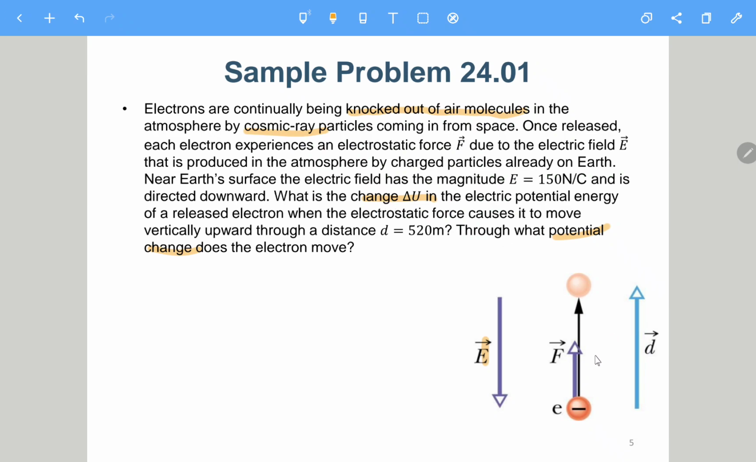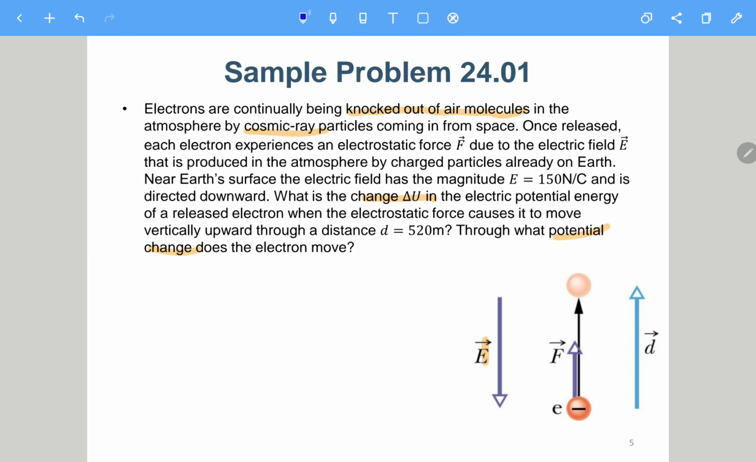Okay, so here you can see it asks: the electron is knocked out by the molecule, so we have an electron there, and then we also have the E field. So in the E field, this is a negative charge, so the force should be pointing upward. This force will make the electron move upward. So we assume that D is 520 meter.